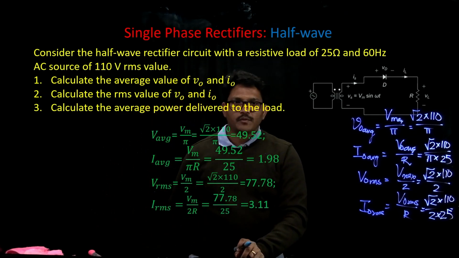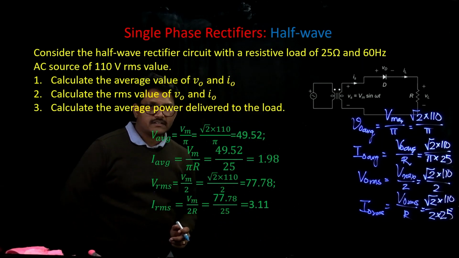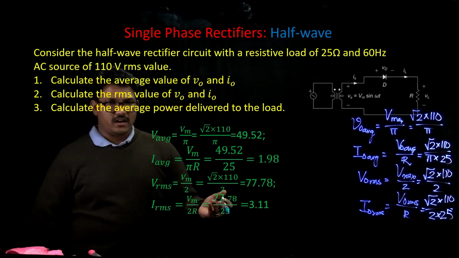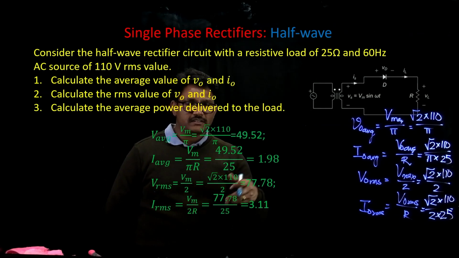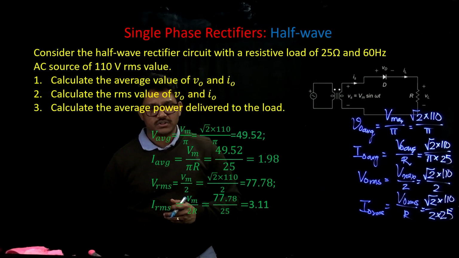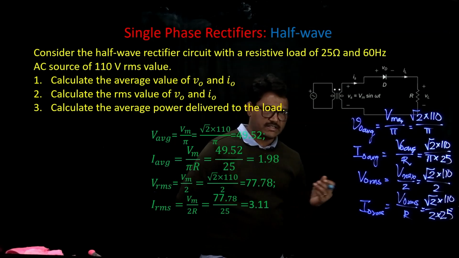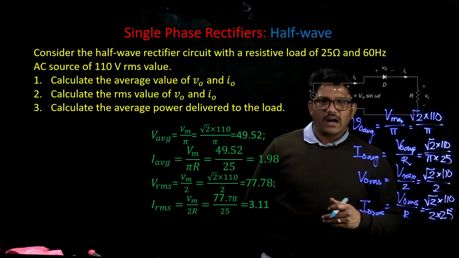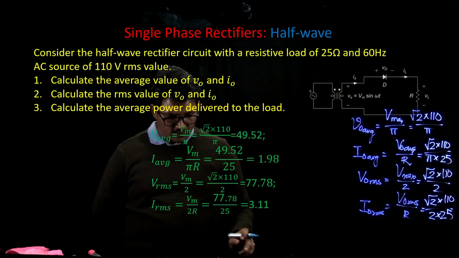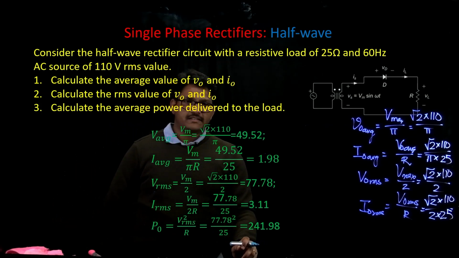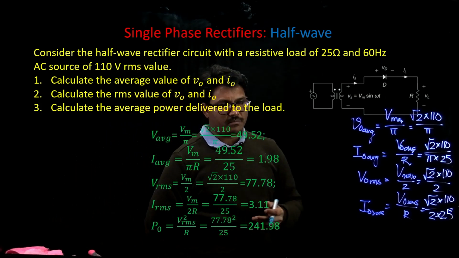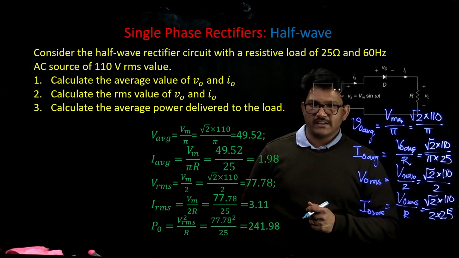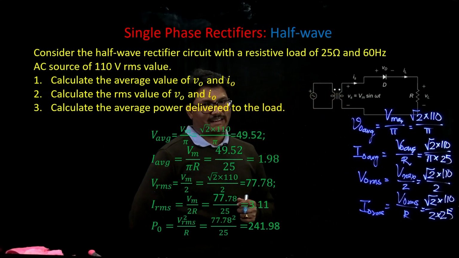Next, the power is nothing but V RMS times I RMS, so power corresponds to the RMS values of the voltage and current. Both are in phase, so we don't have any phase angle here. So we can say that P naught is V RMS squared by R. You get that power as 241.98 watts.